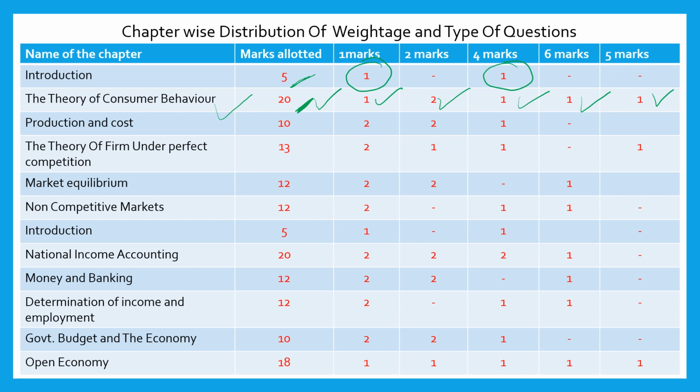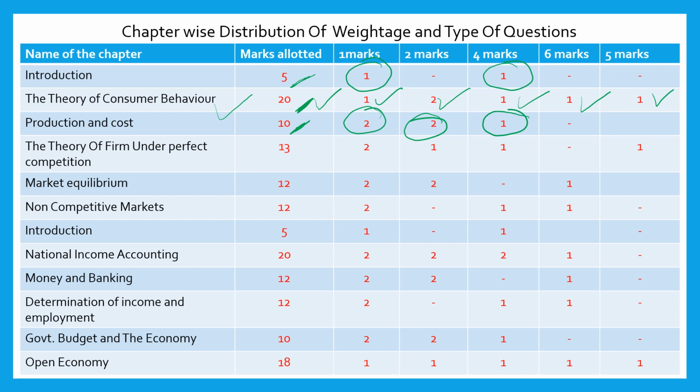Then go to production and cost. Here the allotted marks is 10. From this chapter, two 1 mark questions. Two 1 mark questions means Part A questions. It may be a multiple choice, fill in the blanks, match the following, or one word or one sentence answer. And two 2 mark questions and one 4 mark question. From this chapter, according to this blueprint, 6 marks and 5 marks are not allotted.